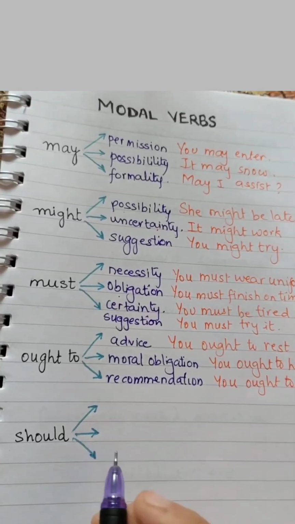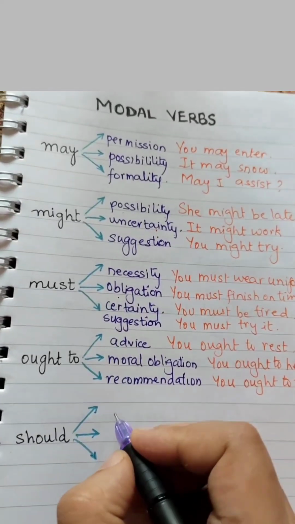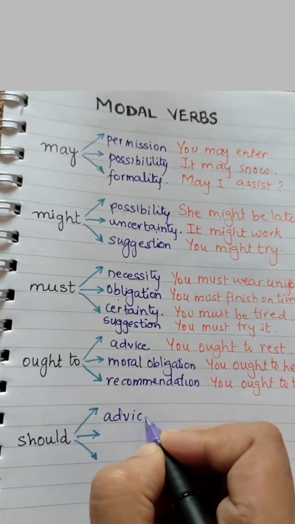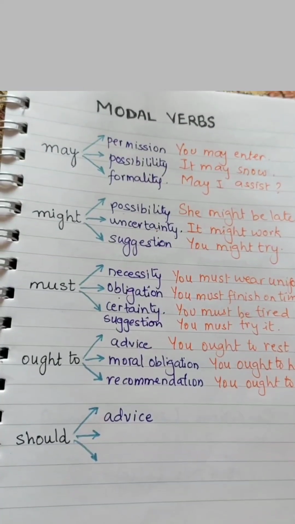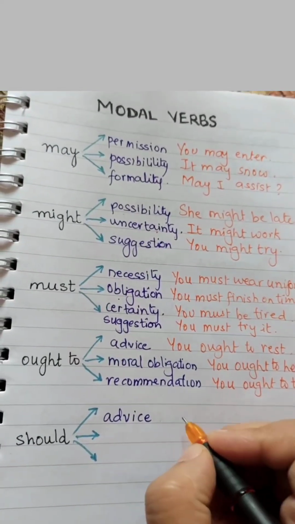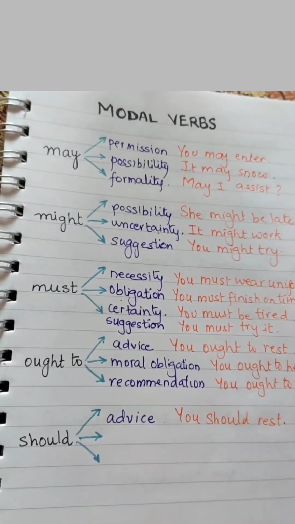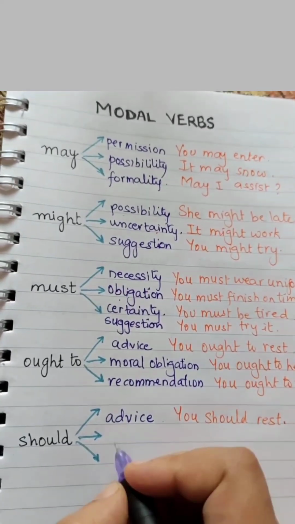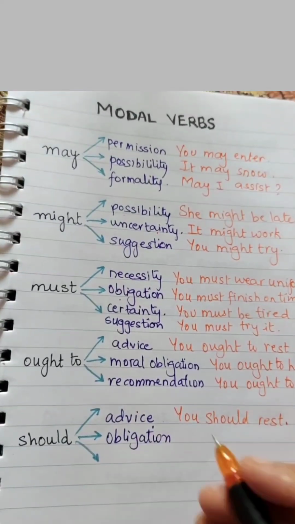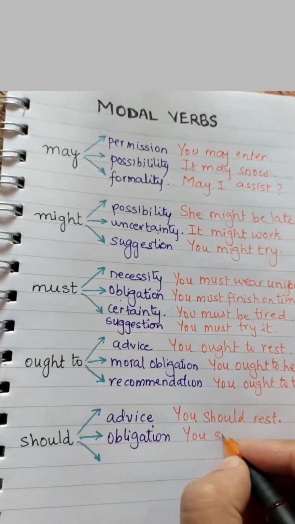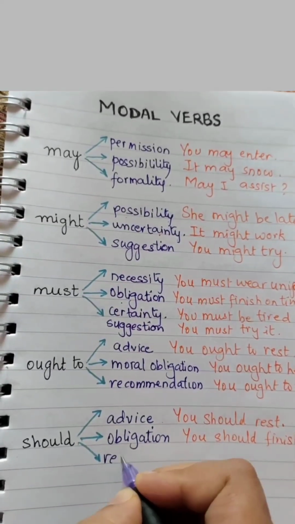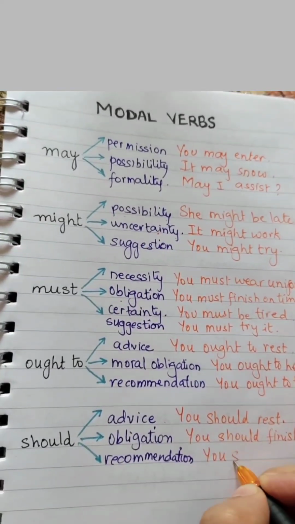And next up we have should. Should is the past version of shall. Should is used again to give advice just like ought to, but in an informal way. For example, you should rest. Ought to is more formal than should. Obligation, for example, you should finish. And lastly, to recommend something. You should see a doctor.